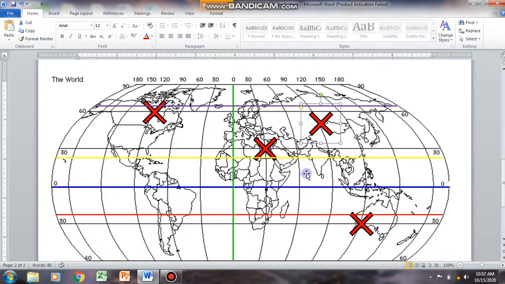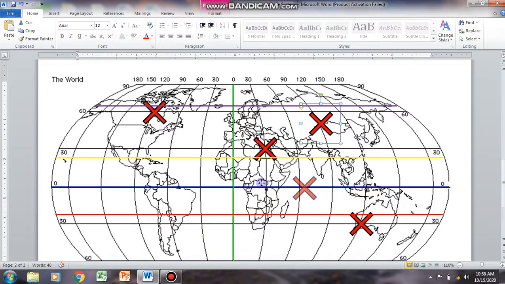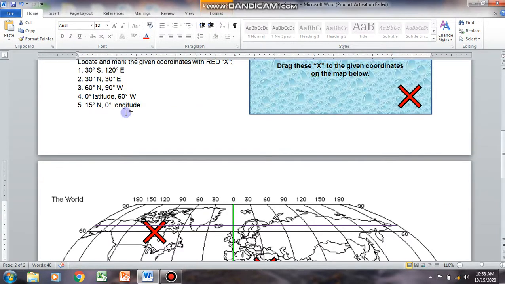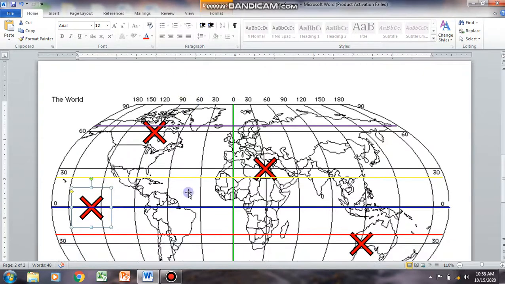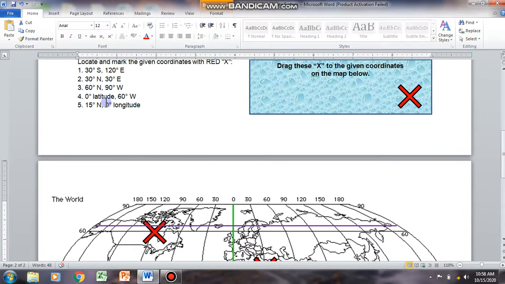Next one is 0 degrees latitude and 80 degrees west. 0 degree latitude is here, the equator. So you will look for this part. And then, ang partner coordinate is 60 degrees west. West is here, so this country is Brazil. And last one, 15 degrees north, 0 degree longitude.